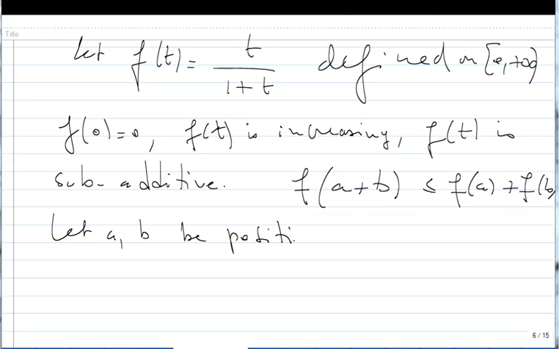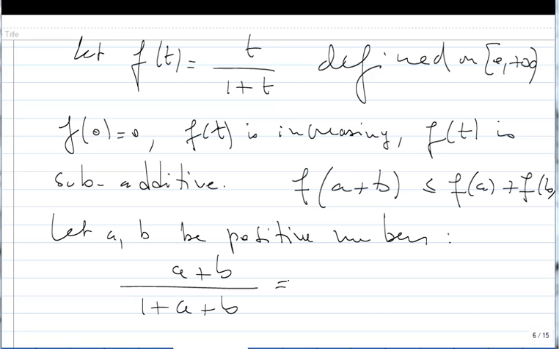In other words, we have (a+b)/(1+a+b) less than a/(1+a) + b/(1+b). So f is indeed subadditive.